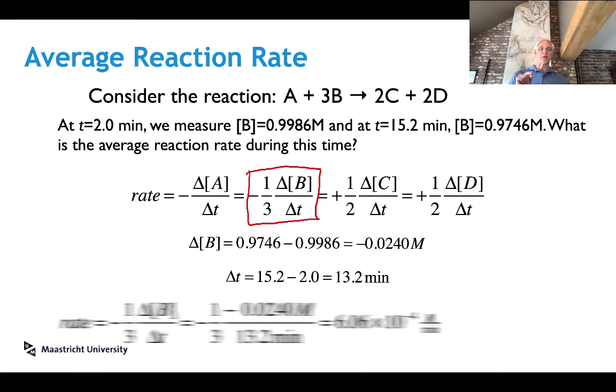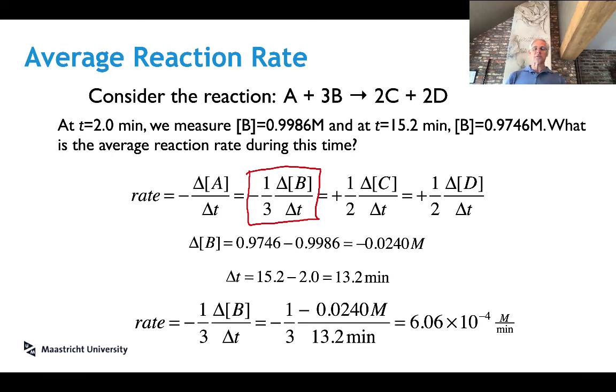And now I just do negative 1/3 times my change in concentration over change in time. And let me just write some parentheses in here because it doesn't look right. It's negative 1/3 times the change in concentration, which is negative 0.0240, over the change in time, 13.2 minutes. And we work all of that out, and we get 6.06 times 10 to the minus 4 molarity per minute.